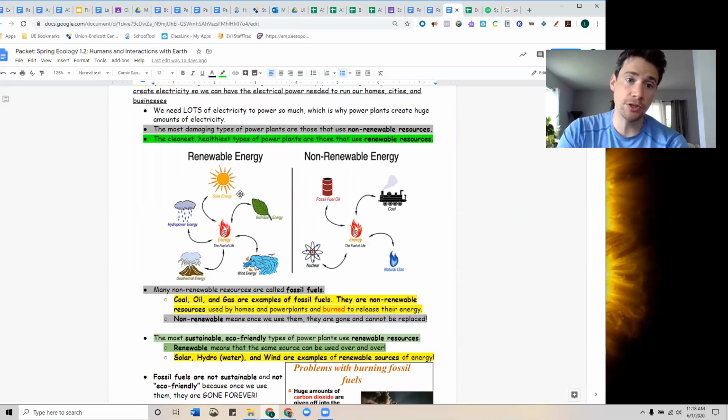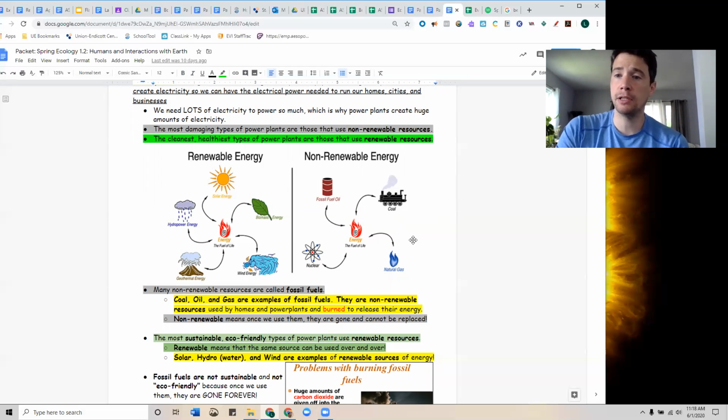We keep getting energy from the sun. There's always water around and it's always moving. There's always wind and it's moving. Now sometimes it's tough to have those renewable power plants. Sometimes areas don't produce as much energy because there's not as much wind or not as much water or something like that. But you can almost always have the solar, which is kind of nice. And so all those are renewable. They're great. They're clean. They're healthy.